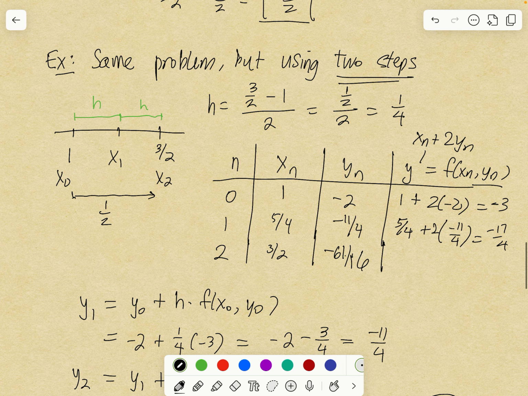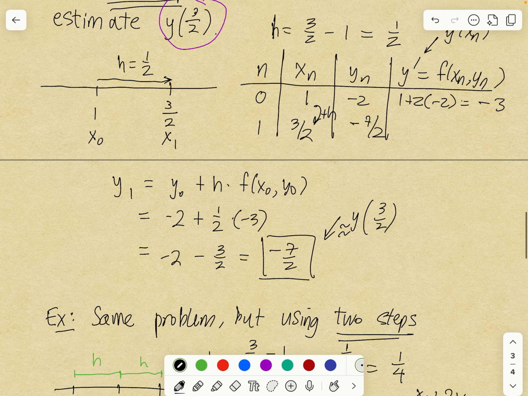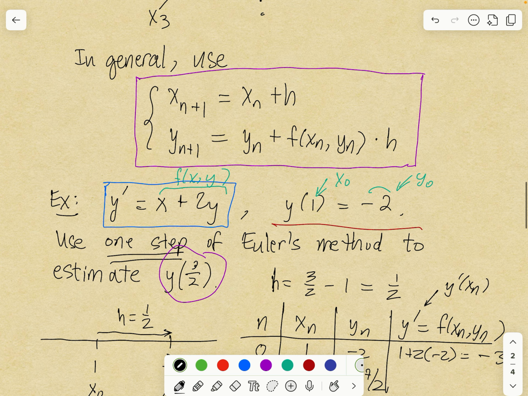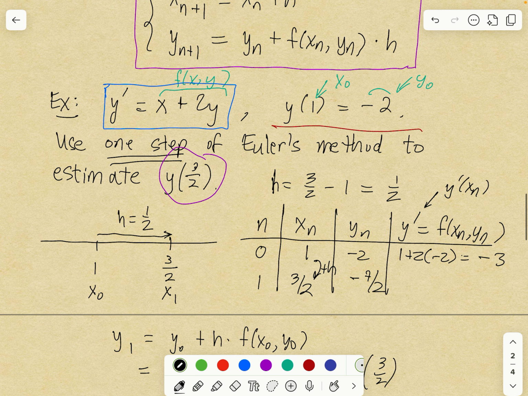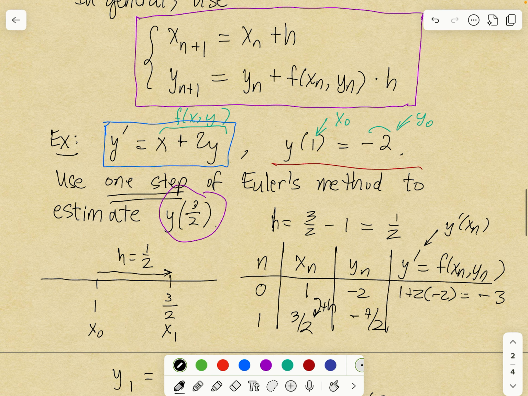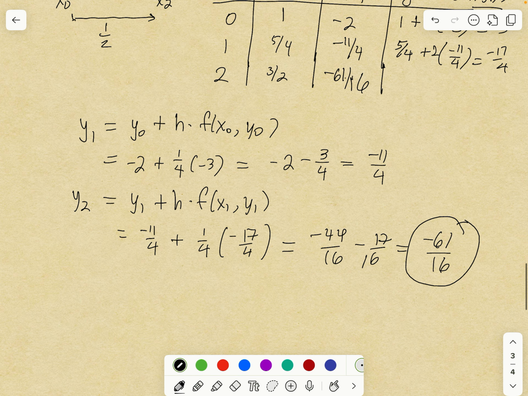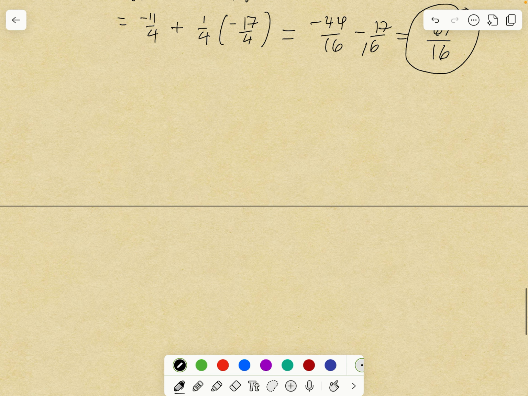Usually the problem will tell you. In this problem they told you how many steps to take, but they didn't tell you the step size. And you figured out the step size by looking at the total change in x. So that's your final x value minus your initial value divided by the total number of steps to figure out what h is. In the next problem, we'll do an example where they give you h, but they don't tell you how many steps to take. So let's do one more problem.